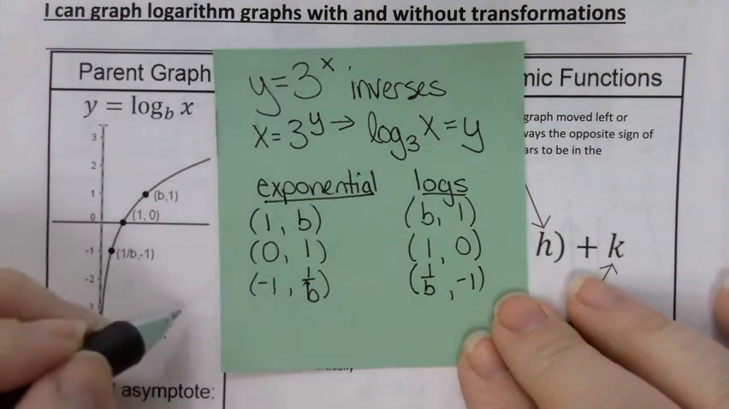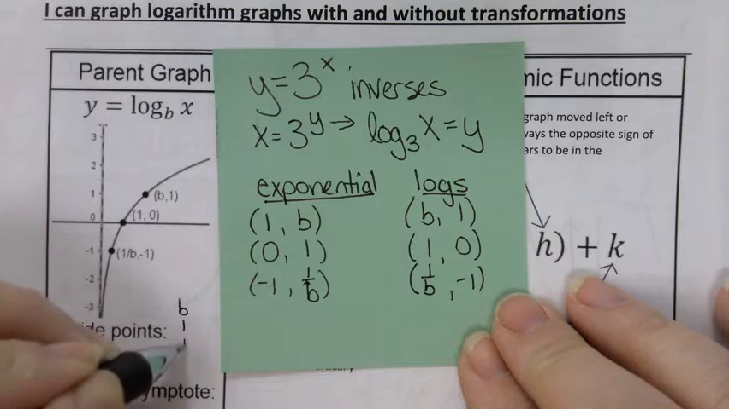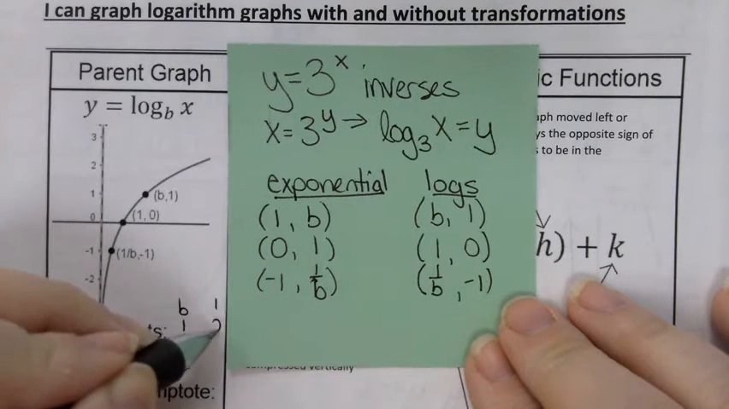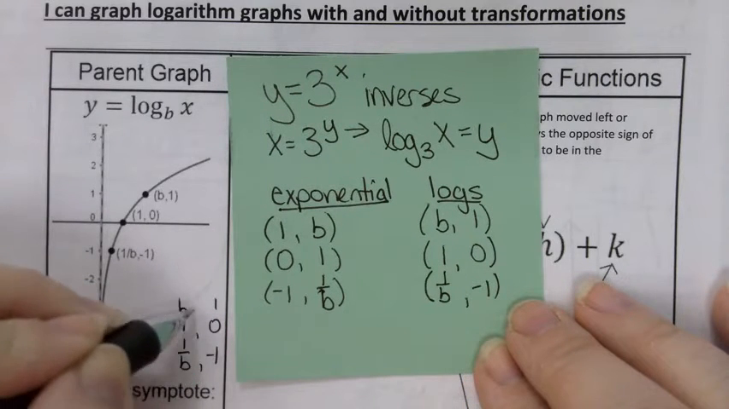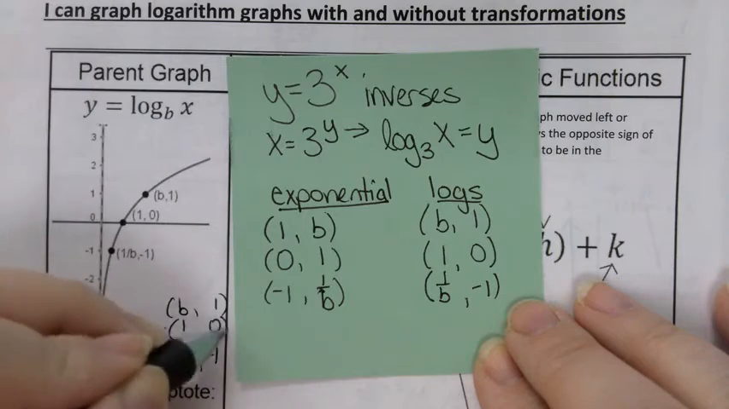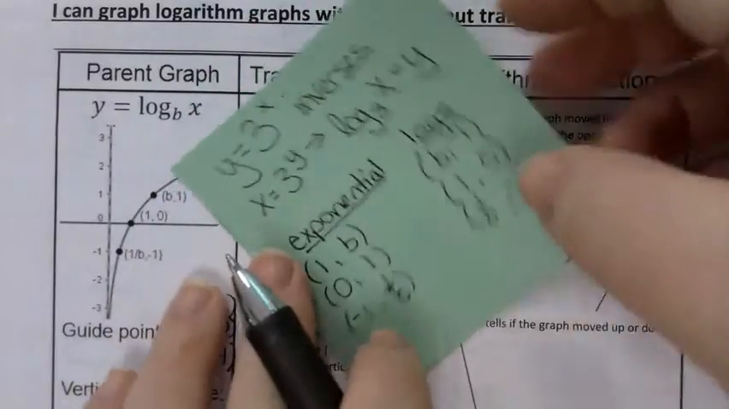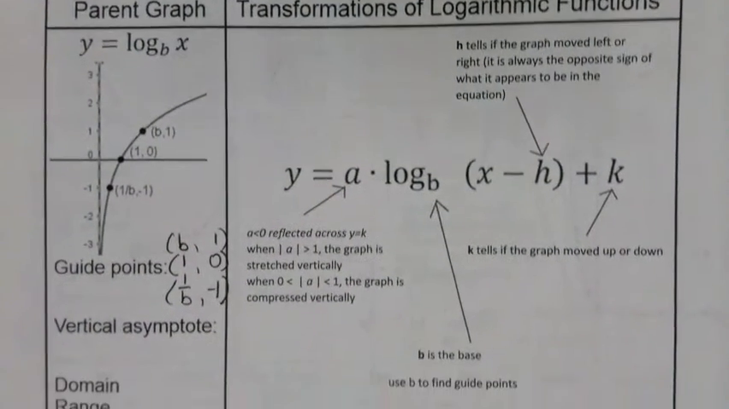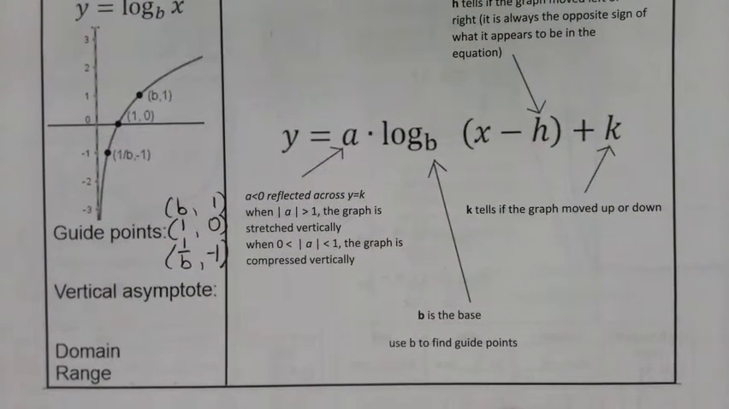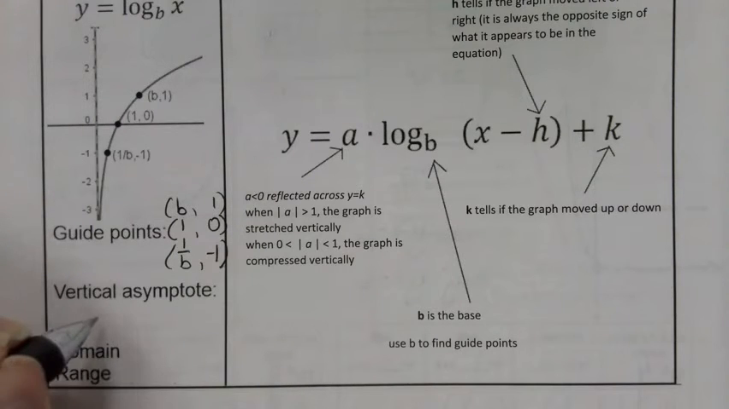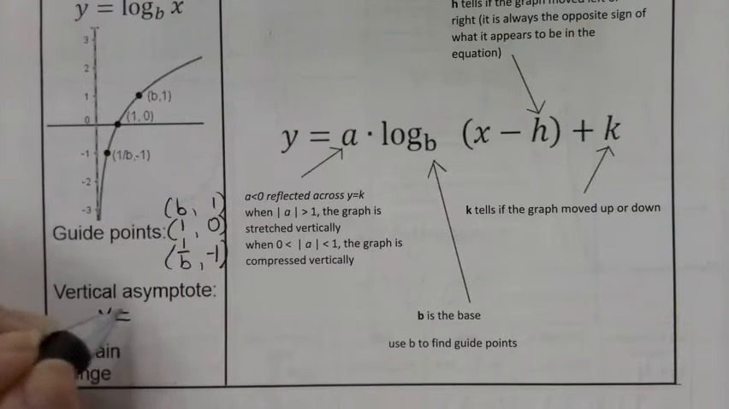So here's our guide points. b, 1, 1 over b, 1, 0, and -1. Because I know that they are inverses of each other and I have to switch x and y, my horizontal asymptote that was in exponentials becomes a vertical asymptote. The horizontal asymptote for an exponential was y equals k. So when it becomes a vertical asymptote, it becomes x equals h.